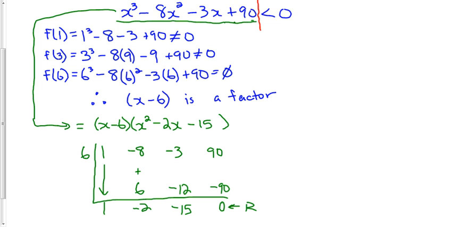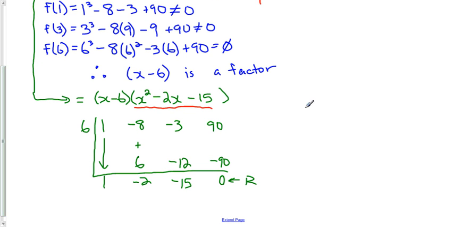But now we can take this part here and factor that again. If I write this on the side, x squared minus 2x minus 15, we can factor that because it's a quadratic, so we have to look for two numbers whose sum is equal to negative 2 and whose product is equal to negative 15. What comes to mind are the numbers 5 and 3.